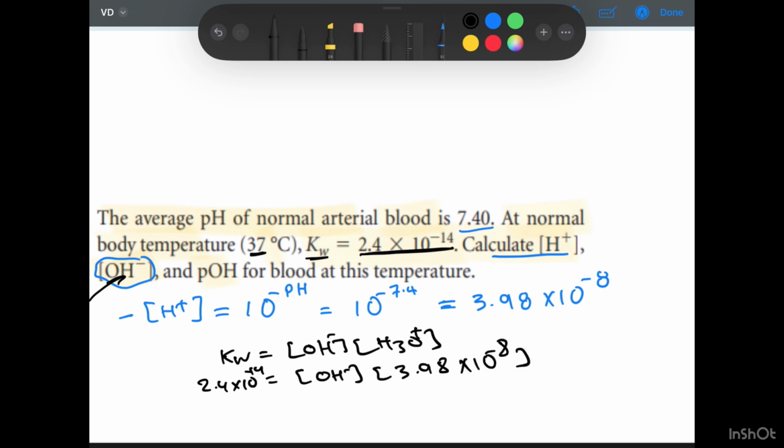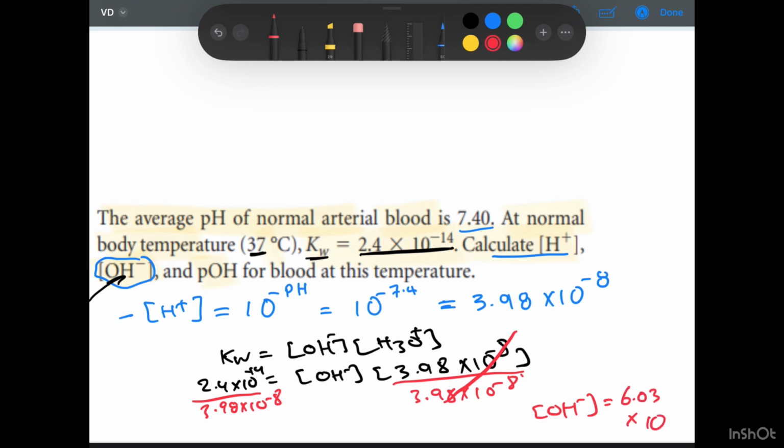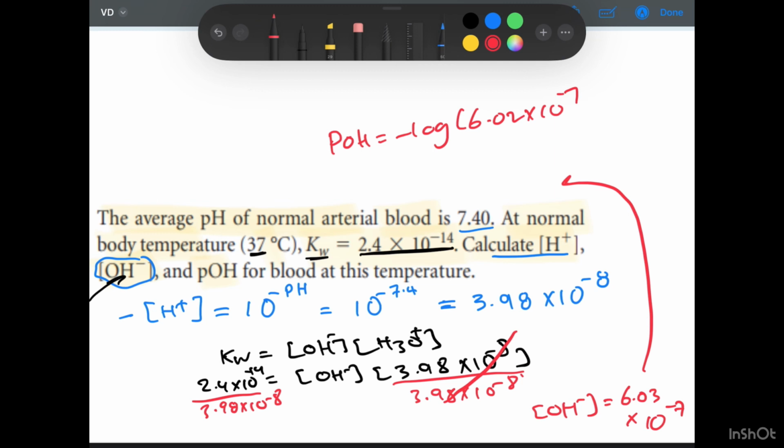If you do some algebra, you divide by the same number here, and the same thing here, 3.98 times 10 to the power negative 8. The concentration of OH is equal to 6.03 times 10 to the power negative 7. Okay, and if I need to calculate the pOH, it's equal to negative log of the concentration of OH, which is 6.03 times 10 to the power negative 7, and you will end up with an answer of 6.22.